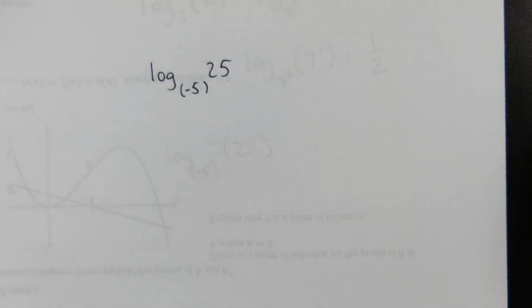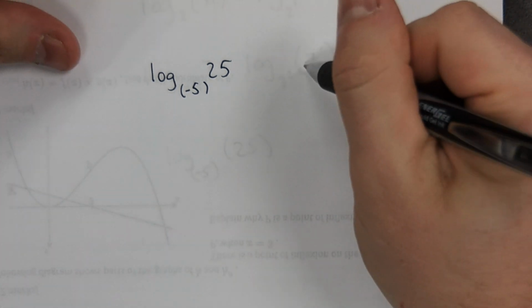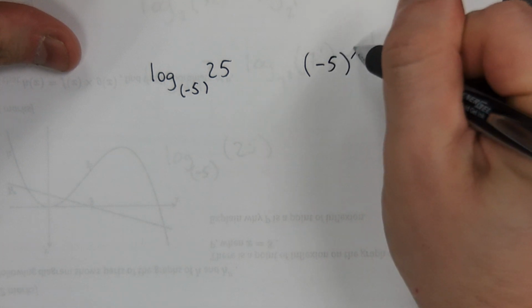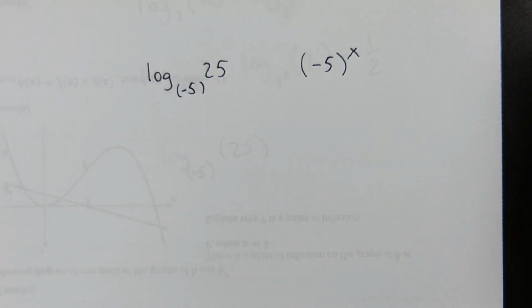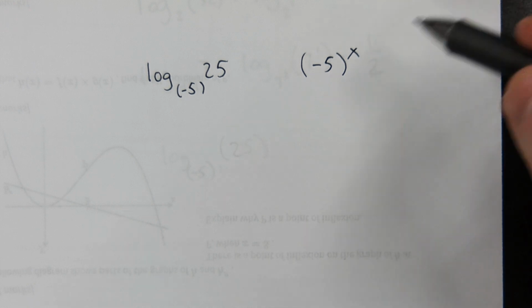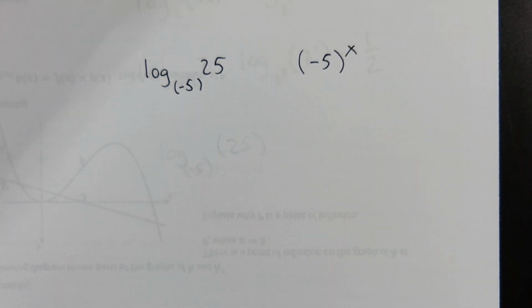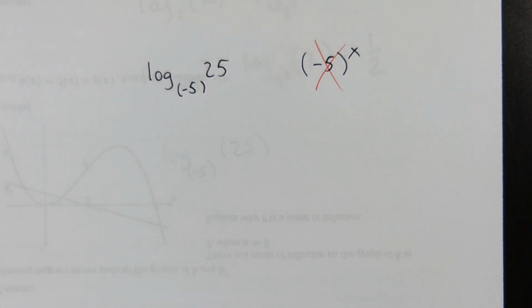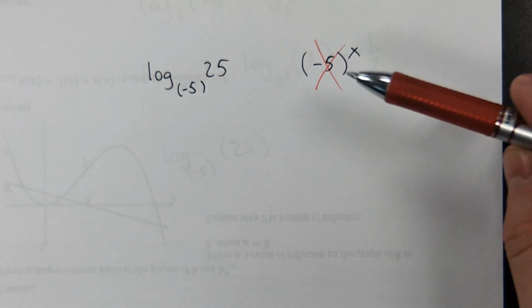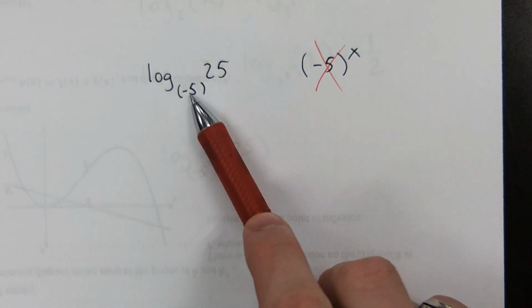Because even though -5 quantity squared is 25, this is not a graphable function. This is not a function because it will be undefined at every even fraction exponent, because those are all going to be the second root, fourth root, sixth root of a negative number, which is imaginary. So this is not a function because it breaks the rules of the exponential base. So if it can't be part of the exponential base, it cannot be part of the log base either.